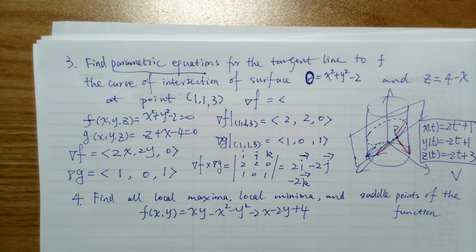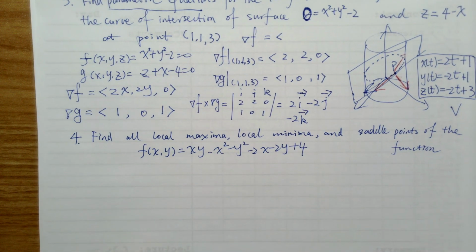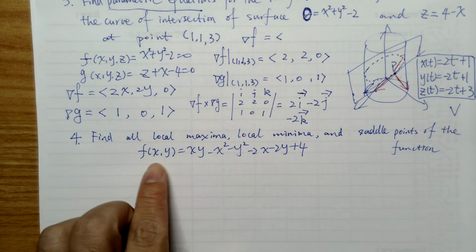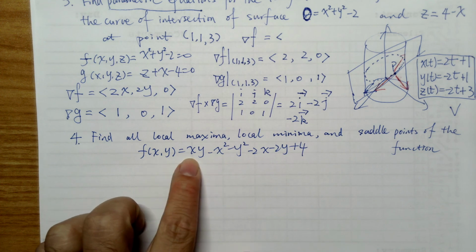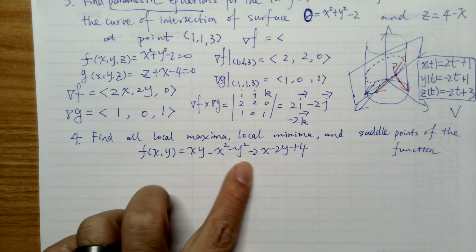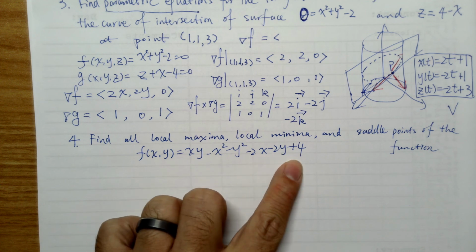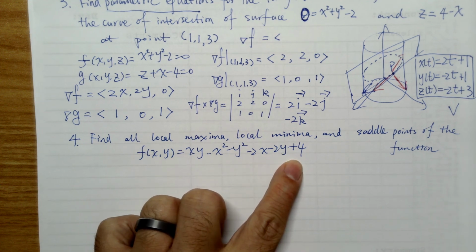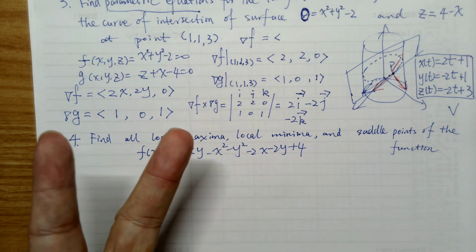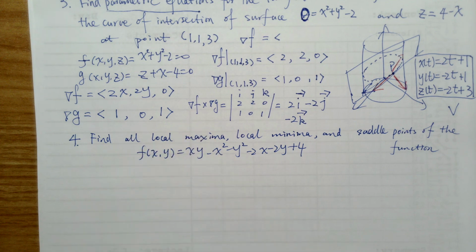All right, so the next problem I want to talk about is this: given a surface f(x, y) = xy minus x squared minus y squared minus 2x minus 2y plus 4, I would like to figure out whether there is a local maximum, local minimum, or saddle point.